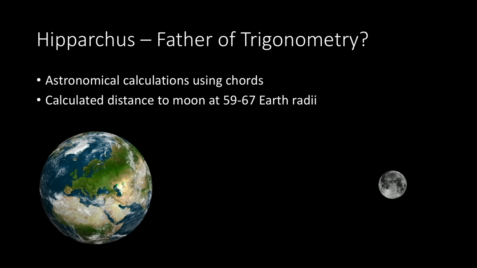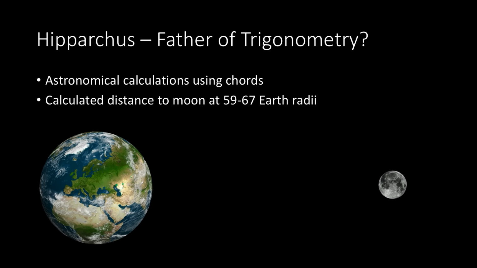He did lots of amazing things in astronomy. He measured the precession of the equinoxes. He calculated an estimated distance from the Earth to the Moon. He said it was between 59 and 67 Earth radii, which is not bad. The true value is around about 60 Earth radii.